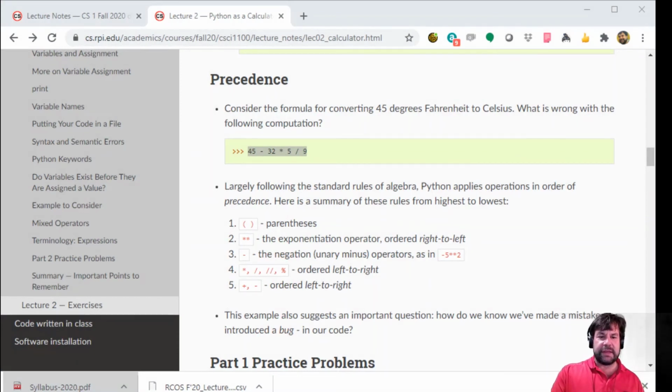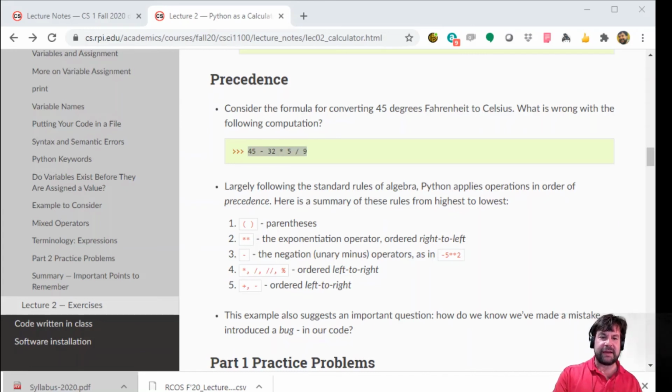So after the negation, then we have multiplication, division, integer division, and the remainder operator, also called modulo. If you're going to be listening to me, I have a hard time saying the remainder operator. I learned this as modulo way long ago. So learn modulo. It'll make it easier to understand me. It is the modulo operator, but it does do remainder.